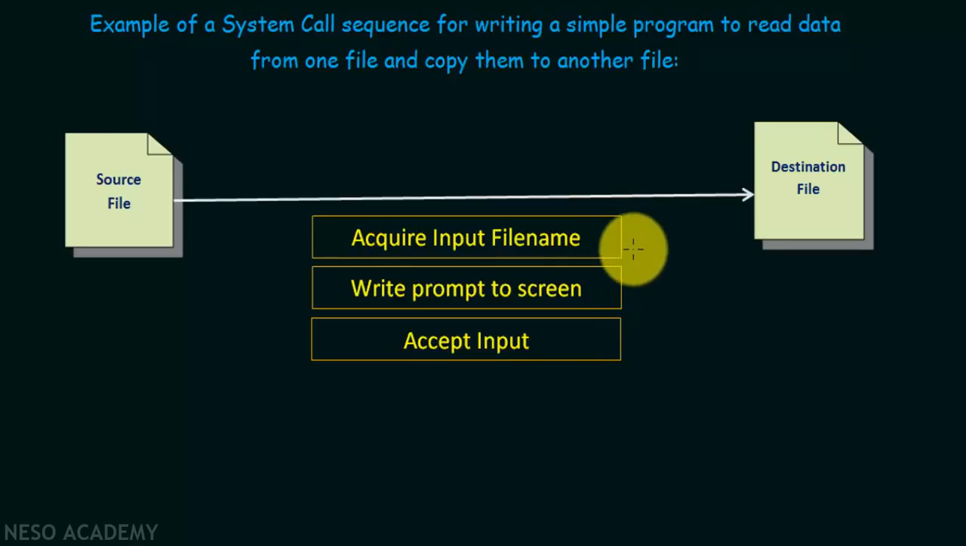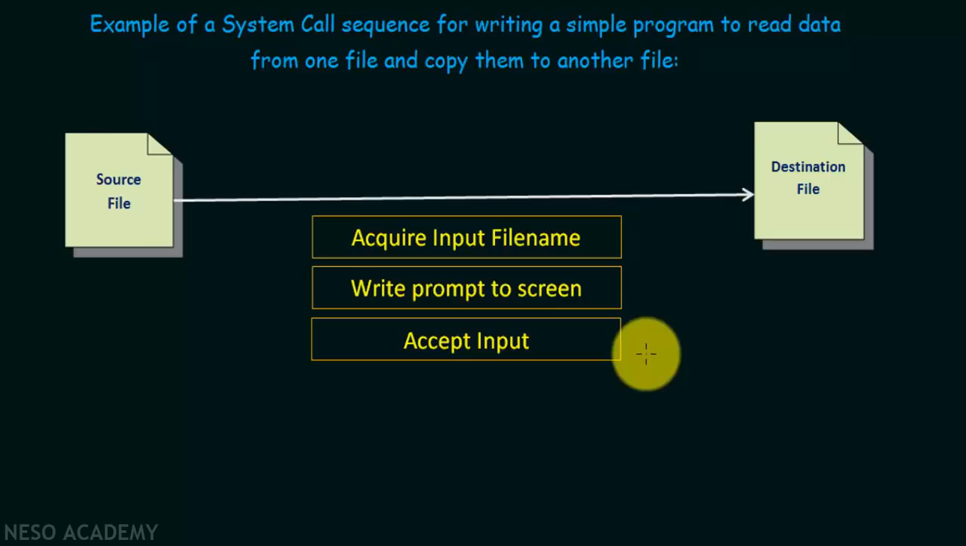Now let's start from the beginning again. We need to first acquire the input file name. So for doing that, there are two ways. One way is we can ask the user to enter the name of the input file. Otherwise, in the second option, we can display the files that we have in our system, and we can ask the user to browse through those files and select the input file using his mouse or other clicking or pointing devices. He can just select the files. So in either way, for acquiring the input file name, for writing the prompt to the screen, that means asking the user, please enter your input file name, and for accepting the input, we need system calls.